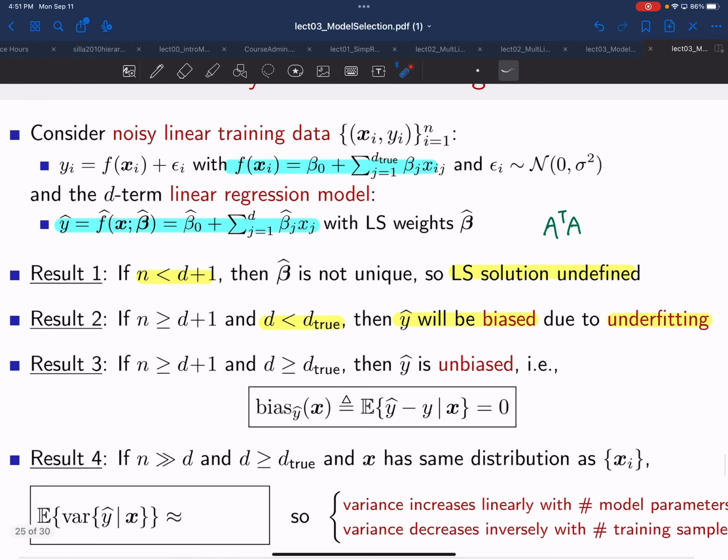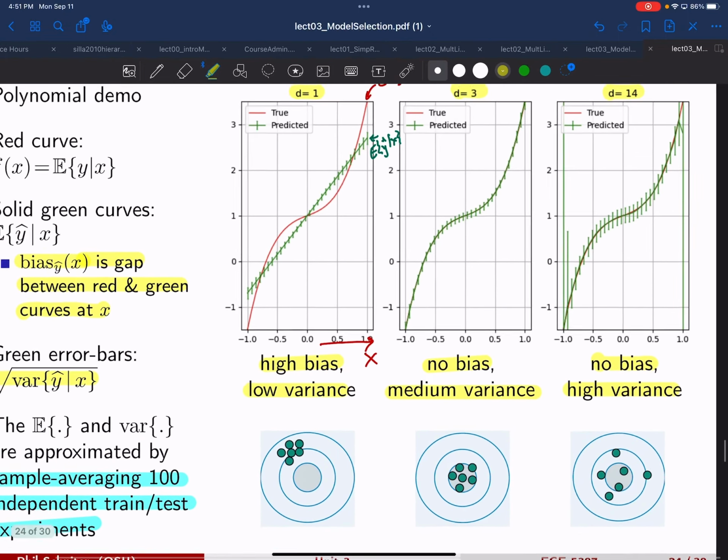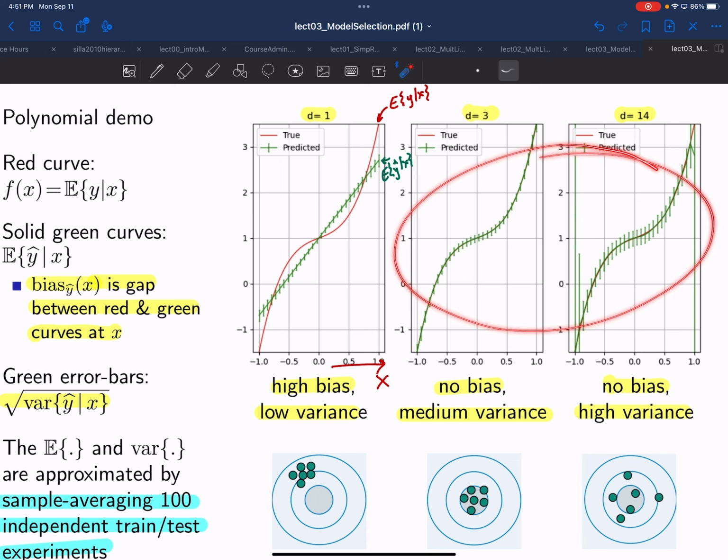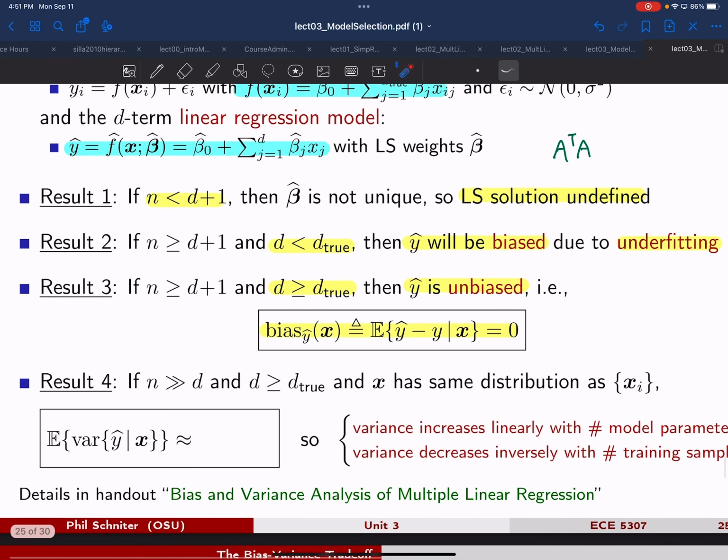Okay. Now, if we look at the case where we have enough training data, and now our model order is equal to or greater than the true one, then we find that the predictions are unbiased. In other words, unbiased means the bias is 0. And that's exactly what we saw in these two pictures on the right here. So on average, the model prediction was the same as the average target. Okay, so maybe that's not too surprising given the results that we saw. Any questions on that so far?